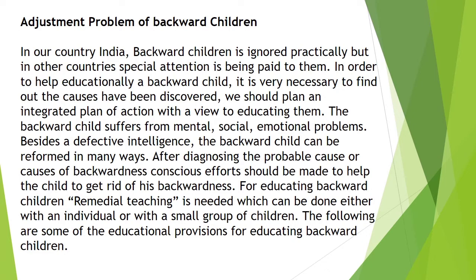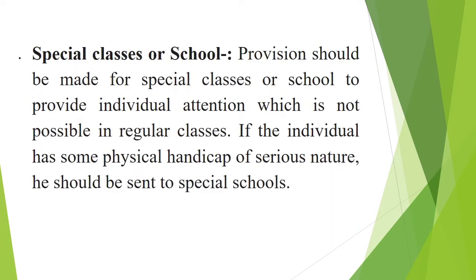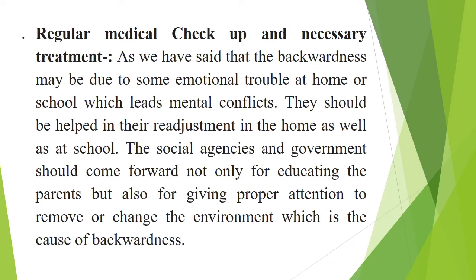The following are some of the educational provisions for educating backward children. Special classes or schools. Provision should be made for special classes or schools to provide individual attention, which is not possible in regular classes. If the individual has some physical handicap of a serious nature, he should be sent to special schools. Regular medical checkup and necessary treatment.